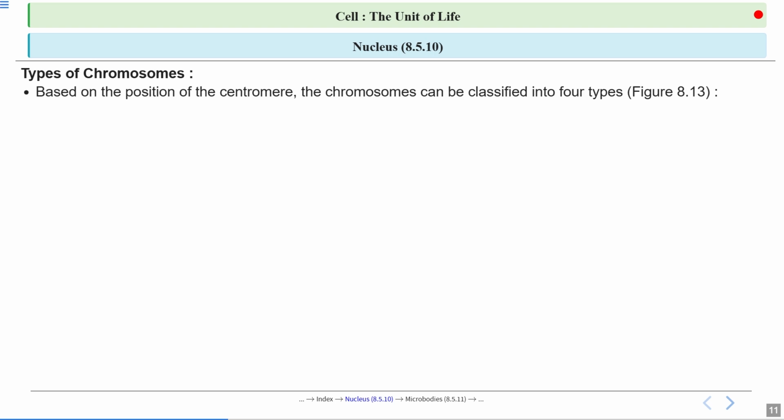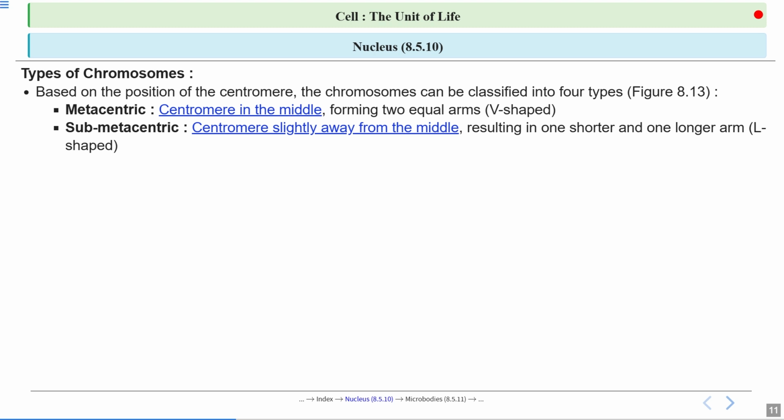Now let's talk about the types of chromosomes. Based on the position of the centromere, the chromosome can be classified into four types. What are they? First is metacentric. In metacentric, the centromere is in the middle, forming two equal arms. Then you have the submetacentric. Here, the centromere is slightly away from the middle, resulting in one shorter and one longer arm.